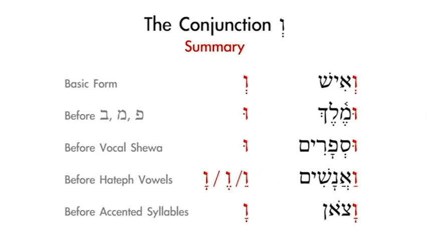So let's look at the summary then. The basic form of the conjunction wow is spelled with vocal schwa, as in wa-ish. However, it may also be spelled as shureq in two environments. First, before the bump consonants, bet, mem, or pe, or before consonants with vocal schwa. So here are examples u melech and u sefarim. Finally, before hatef vowels, it will take the corresponding vowel of that hatef vowel, as in we anashim. Or before accented syllables, it may appear as qamets, wa tzon.